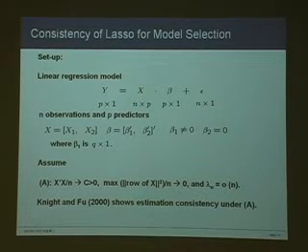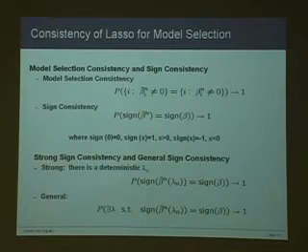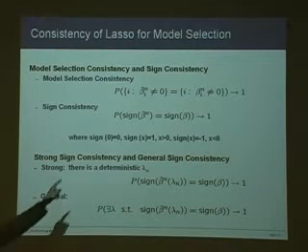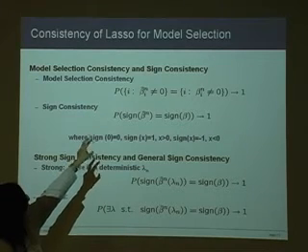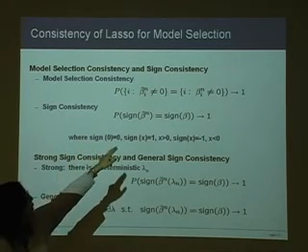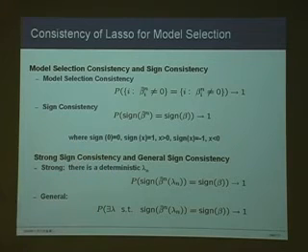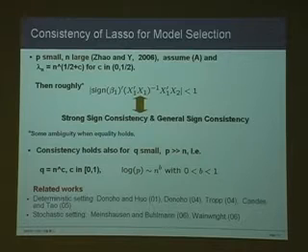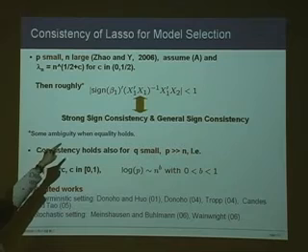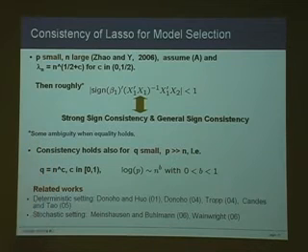So we went further with this work, asking the question of model selection consistency. We said we want the non-zero ones selected by the Lasso to match the true non-zero ones, and we want that to have high probability. And this is a different technical definition; you don't have to worry about it. The take-home message here is that there's an almost necessary and sufficient condition for you to be model selection consistent.